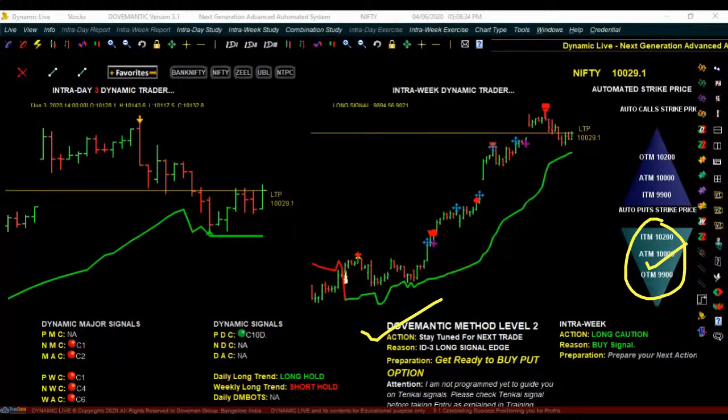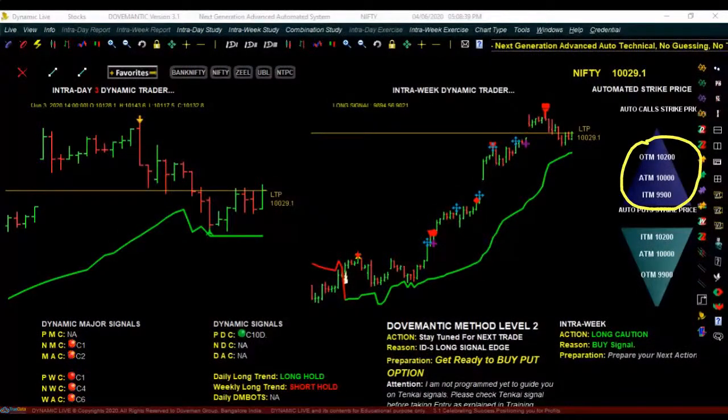Got it? So these are the two things. But then out of these three, which is the right strike price that we are supposed to pick? Now this is one question.